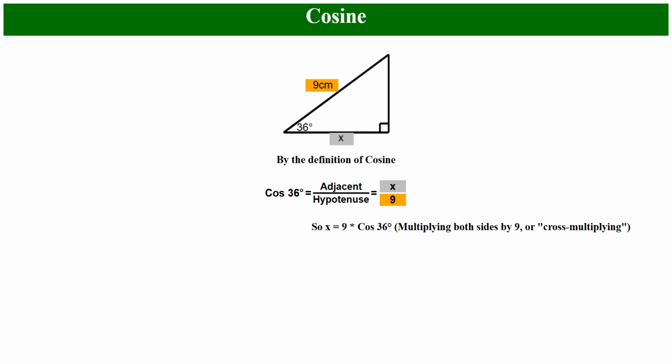Doing that, we get x equals 9 multiplied by cos of 36 degrees. And we can look up cos of 36 degrees on a calculator, and then we will get this line. And multiplying those two figures together, we get x is equal to 7.281 centimeters. That's correct to four significant figures.